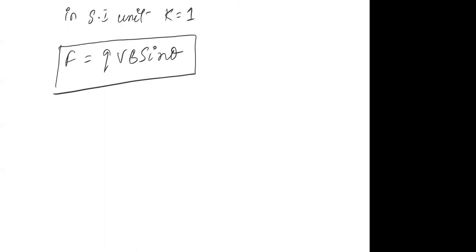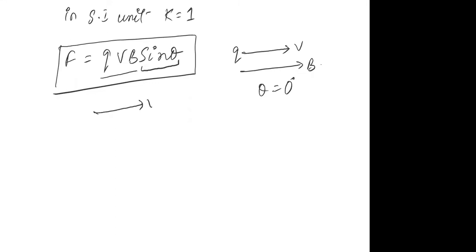And by this formula, you can understand that this force is not only depending on these parameters, it is also depending on theta, which is the angle between magnetic field and velocity. What does it mean? It means if a charge is given a velocity v in the direction of the magnetic field such that theta is 0, or opposite to the direction of the magnetic field such that theta is equal to 180°, then in both of these two cases, force will still be 0.